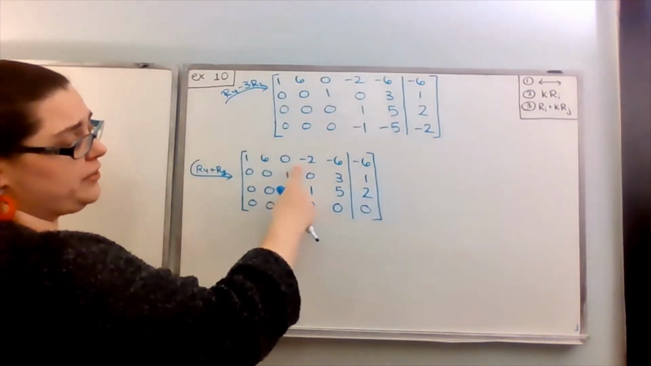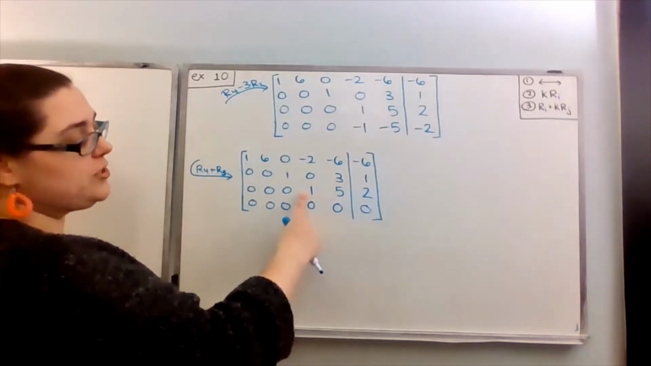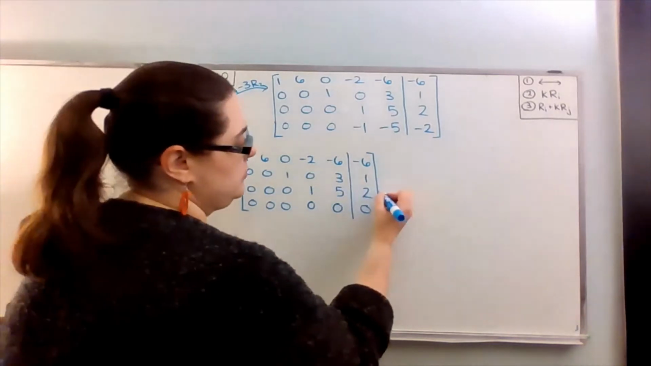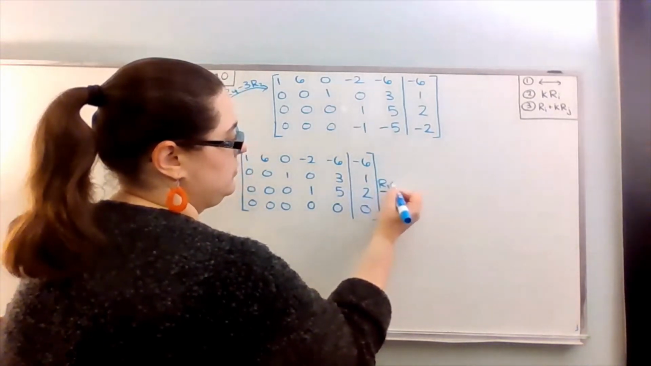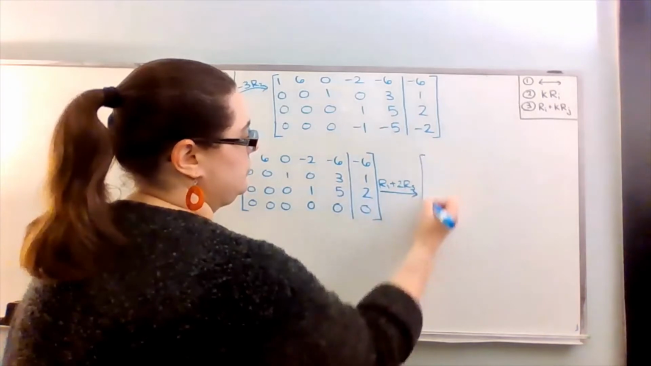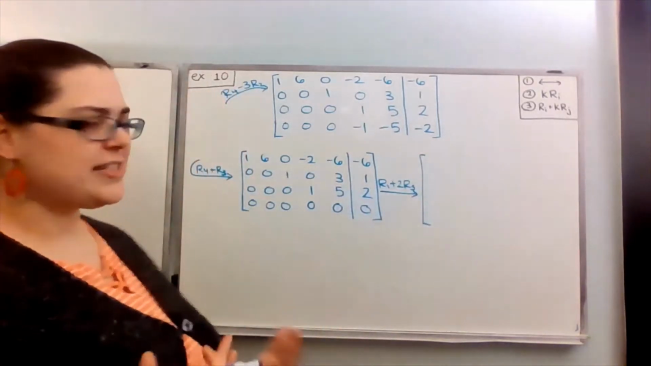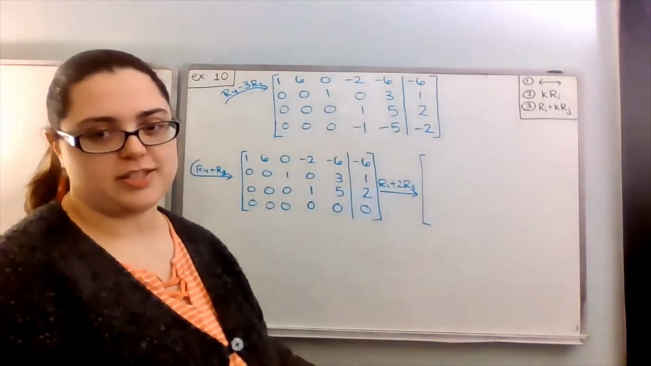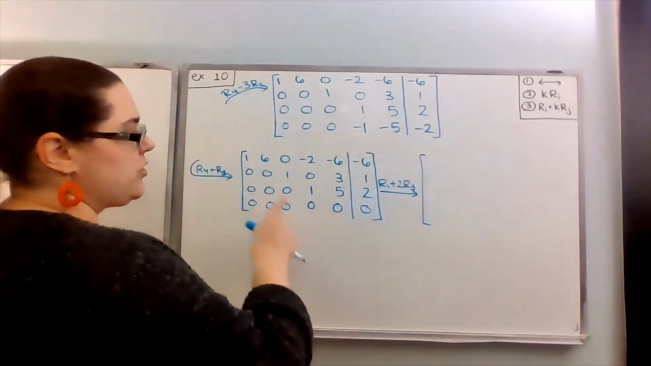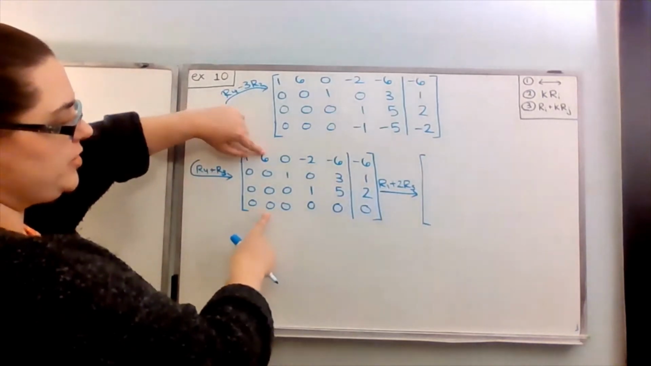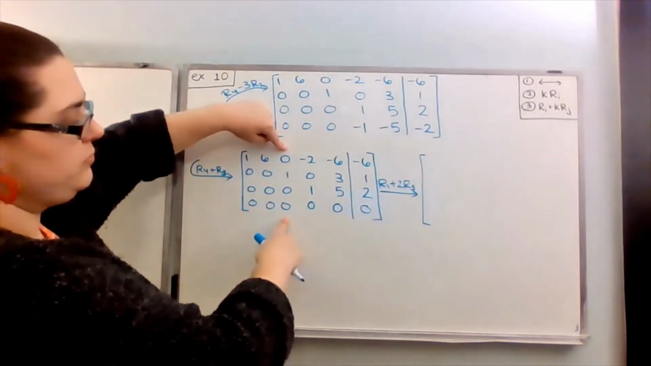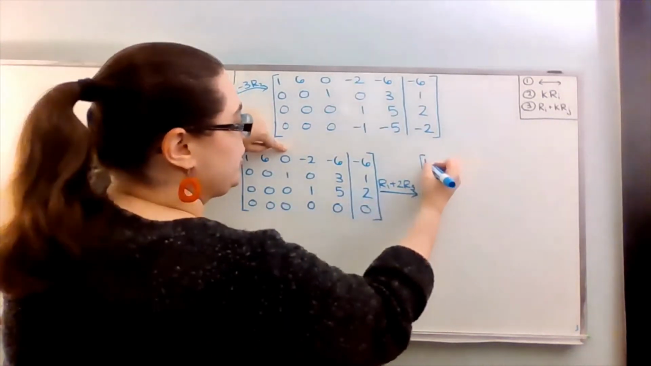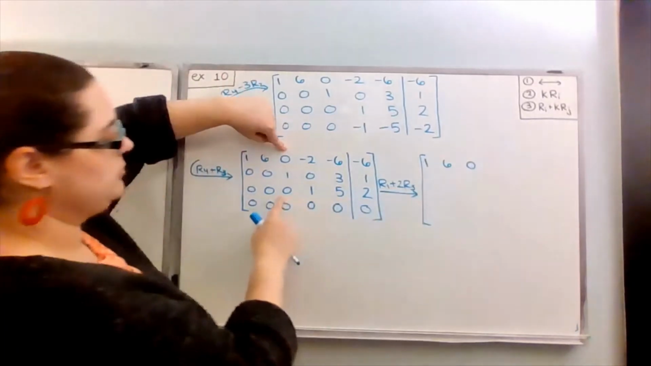In order to get rid of this -2, we need a 2 here. So we're going to take row 1 and we're going to add twice row 3. This time row 1 is the one that changes. So I'm just going to do row 1 first, and then I'll copy everything that stays the same. So I'm going to do 1 and 0, 6 and 0, 0 and 0. As promised, these all stay the same. So we've got 1, 6, and 0.